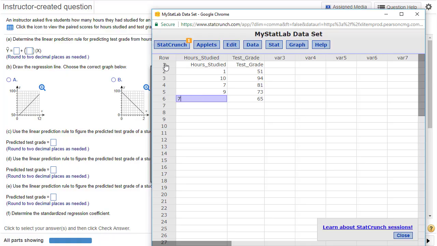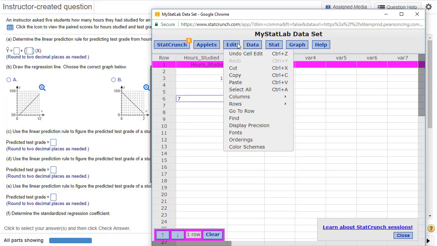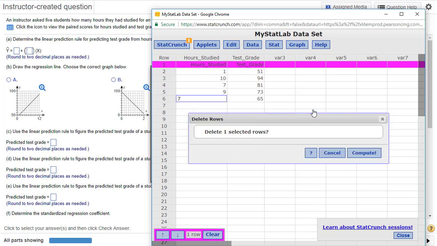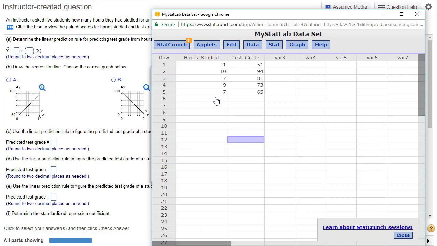Okay, and now I'm going to delete this row here. To do that, I'm going to go to Edit, Rows, and Delete. And I'm going to delete this selected row. Okay, so now it's nice and clean. I like that. It would work without it, but it would just call it var1 and var2, and I don't want to have to think about which one is variable 1 and which one's variable 2.